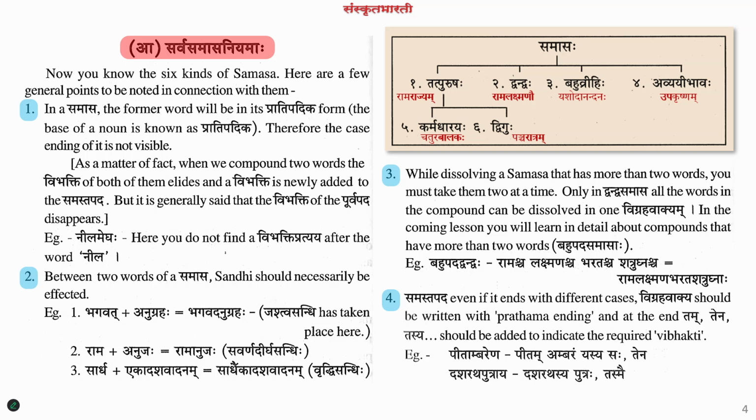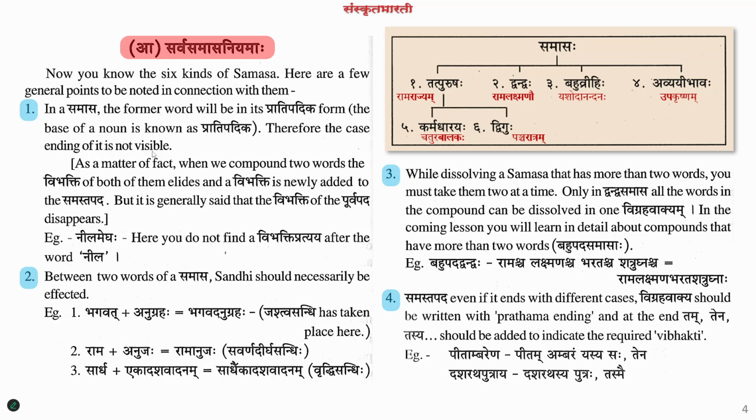So now aluk samasa is where there is no luk happening, for some exceptions. So there are samasas where the first part pratipadika does not lose its vibhakti pratyaya in certain cases. They are not the rule, they are the exception. Okay, so here the rule is given, the common 90+%. In a samasa, the former word will be in its pratipadika form. The base of a noun is known as pratipadika. They are just reminding us.